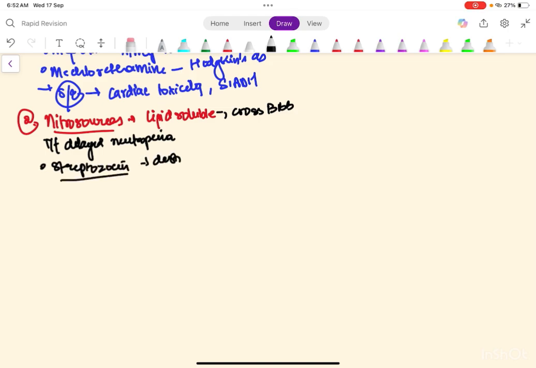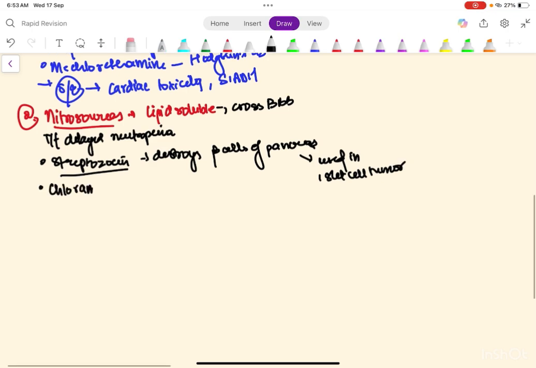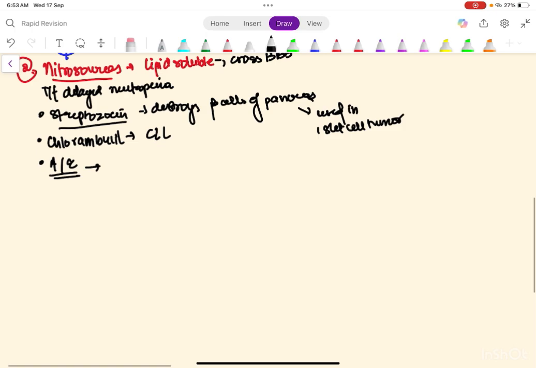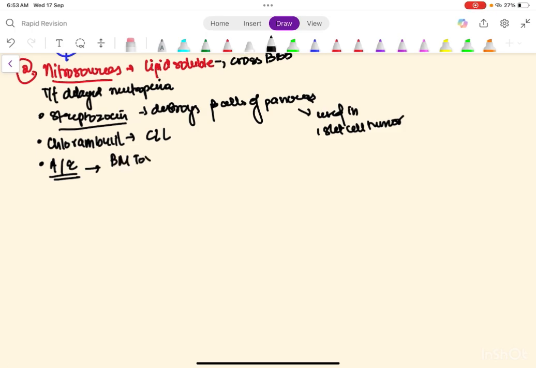It destroys beta cells of the pancreas, so it can be used in islet cell tumor. Alright, then chlorambucil is used for chronic lymphocytic leukemia. Alright, then coming on to the adverse effects. Now in this alkylating category, as I told you, adverse effects are basically bone marrow toxicity and so on. So I'll just write it, bone marrow toxicity.